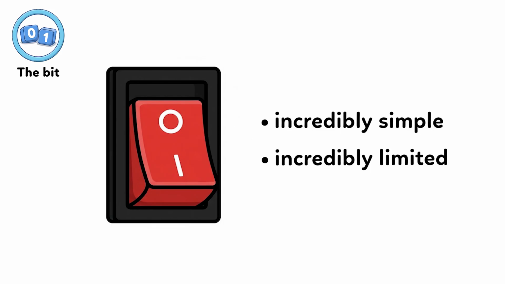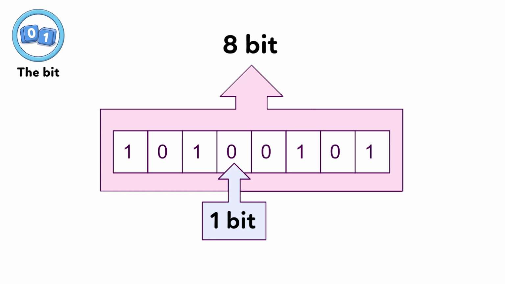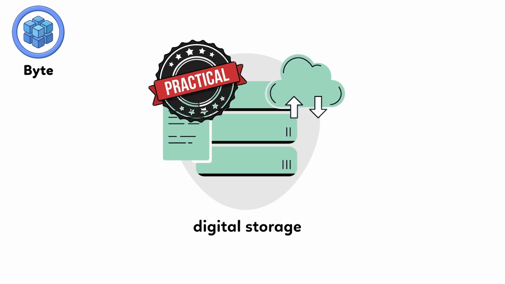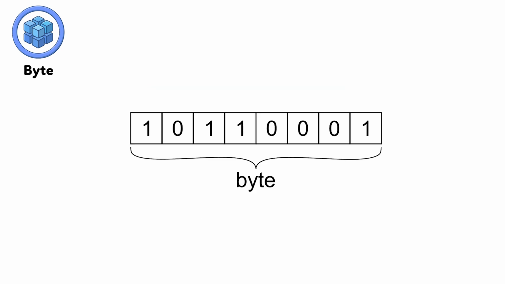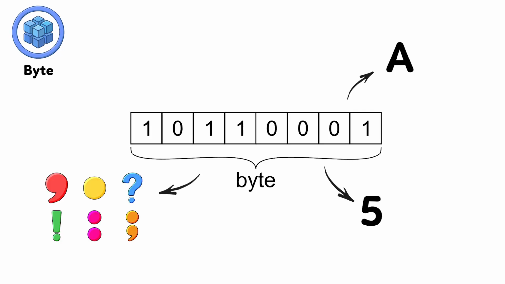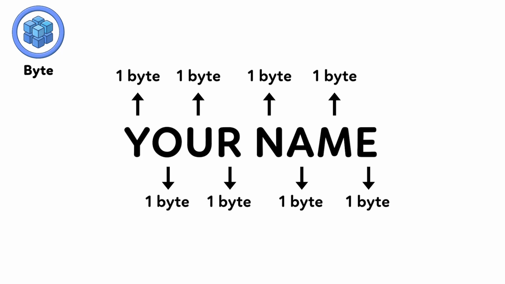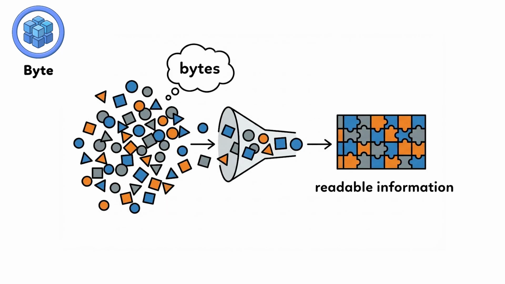But here's where things get interesting. 8 bits combine to form something much more useful called a byte. This is where digital storage actually becomes practical. A single byte can represent one character of text, like the letter A, the number 5, or a punctuation mark. When you type your name, each letter takes up exactly 1 byte of storage space. It's the fundamental unit that makes readable information possible in the digital world.